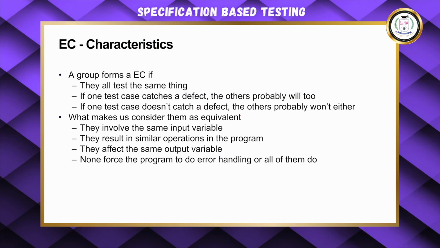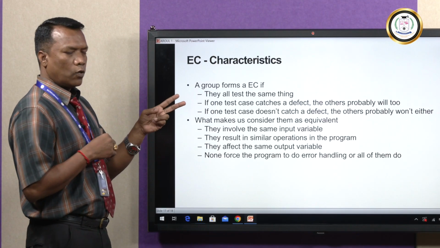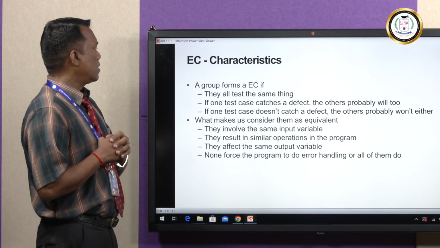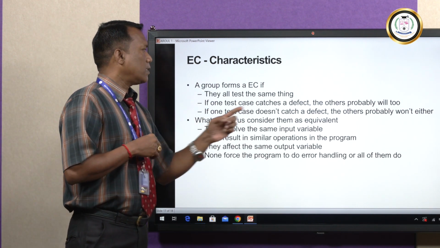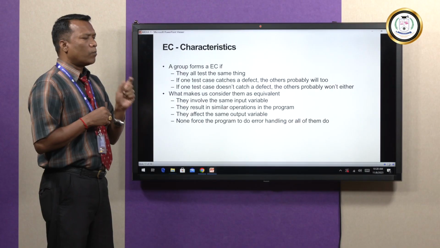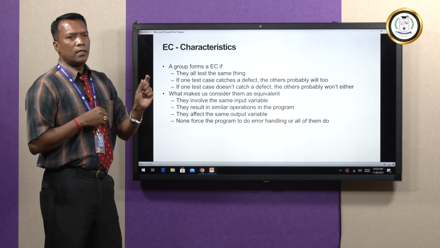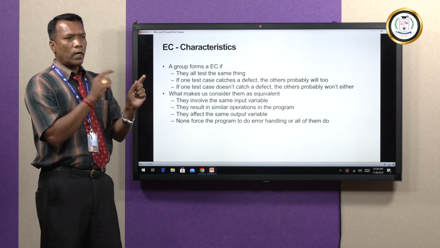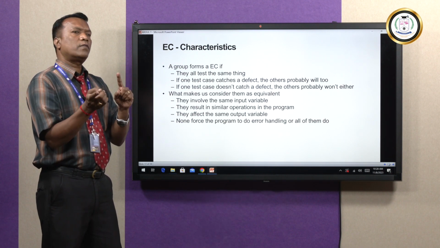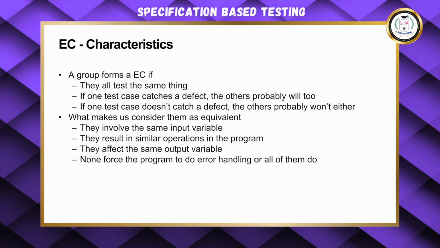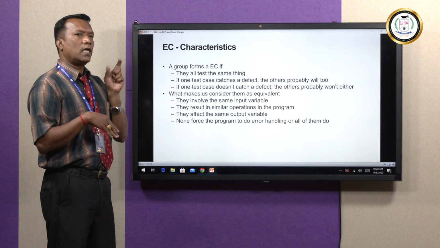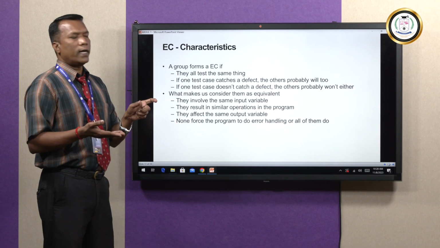What are the equivalence class characteristics? A group forms an equivalence class if they all test the same thing. If one test case catches a defect, the other probably will too. That is, I am going to give one value from the equivalence class. If one value catches an error, then the rest of the values will also catch the error. If one test case doesn't catch a defect, the others probably won't. If one value is not providing any error, probably the other values of the same equivalence class will not provide an error.